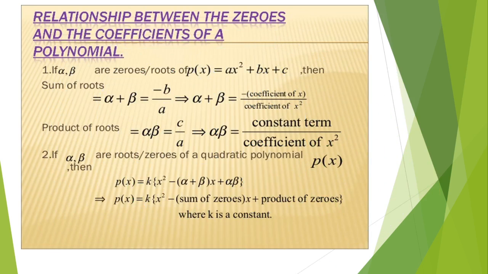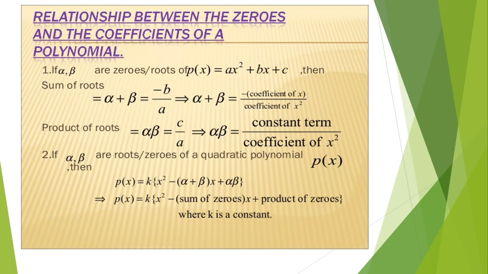Then here, the relationship between zeros and coefficients is very important. So how can we relate the zeros and coefficients? Here ax square plus bx plus c is a quadratic polynomial. If alpha and beta are the solutions, then the sum of the zeros, or sum of the roots, alpha plus beta equals minus b by a. It is a formula: minus x coefficient by x square coefficient.